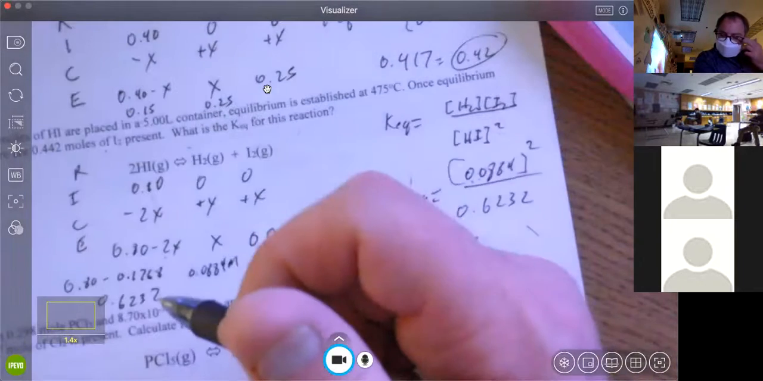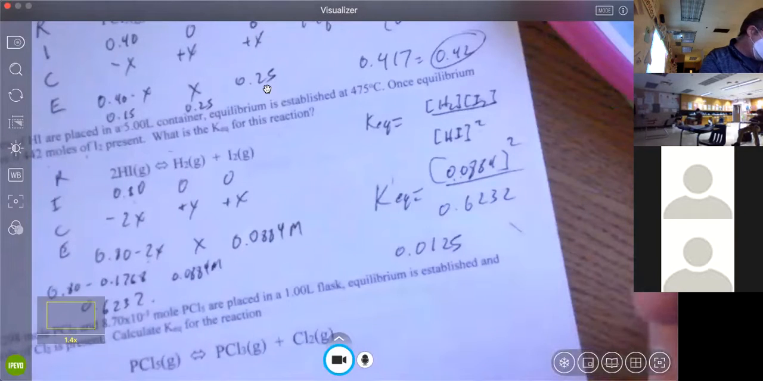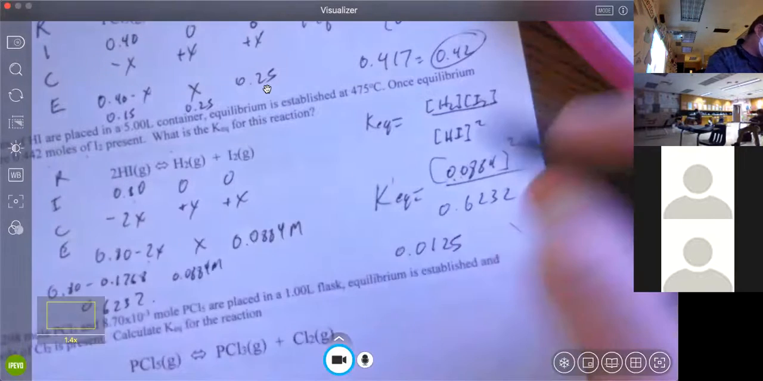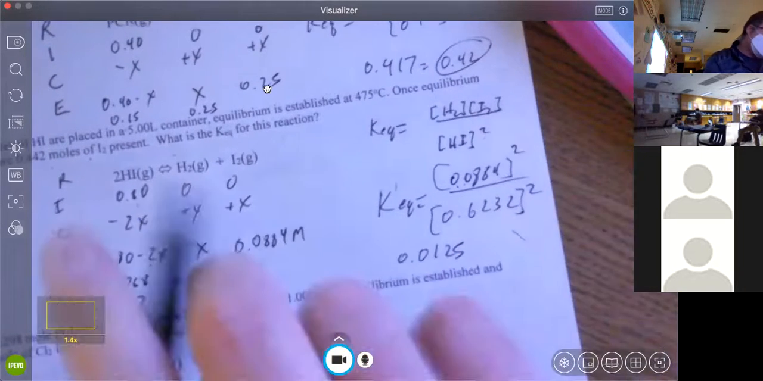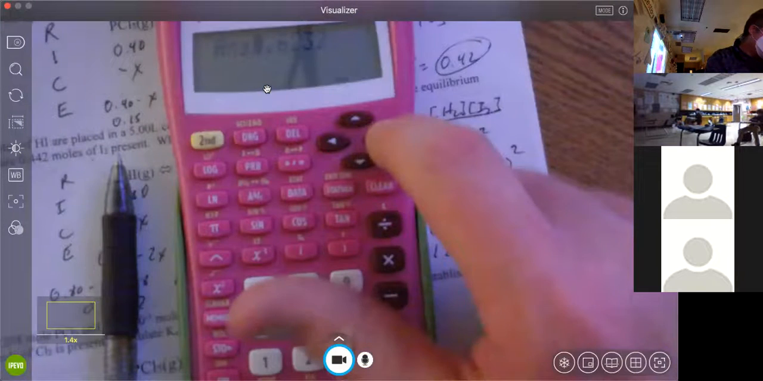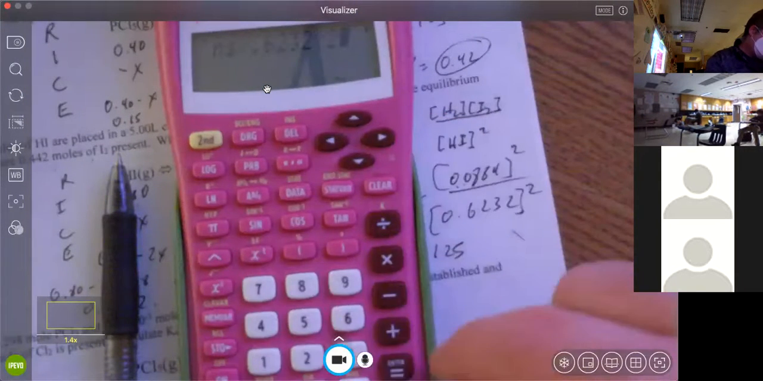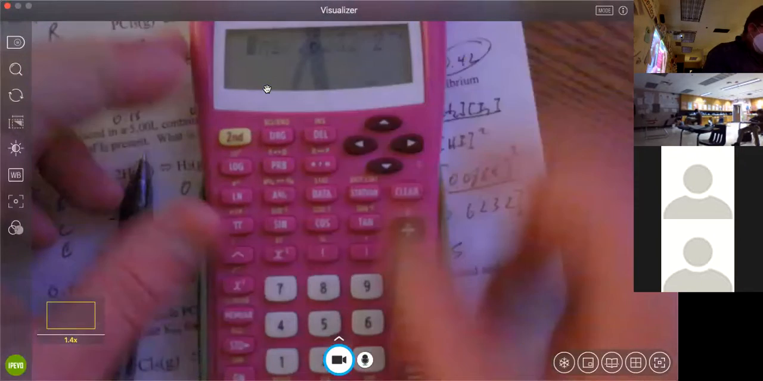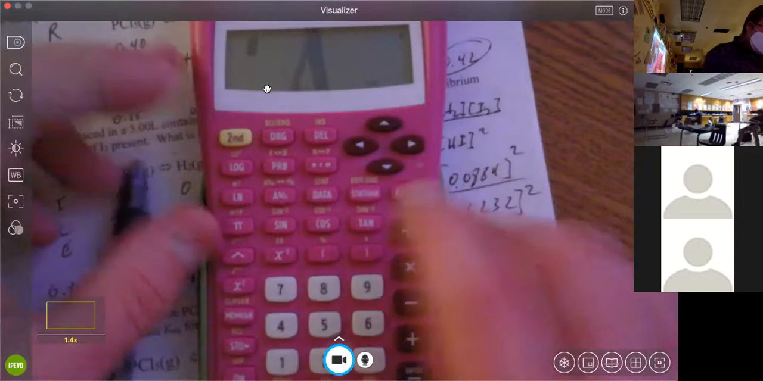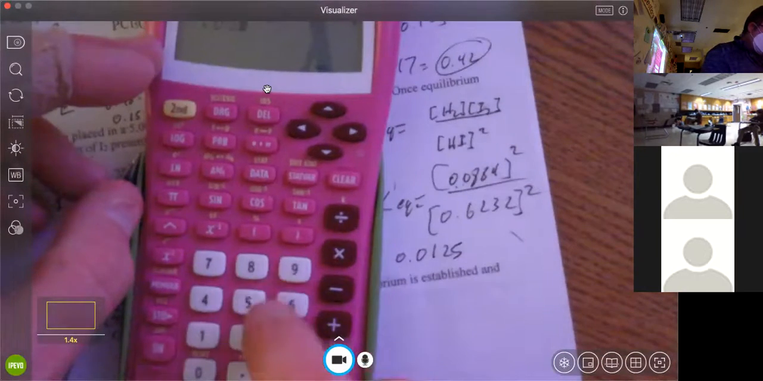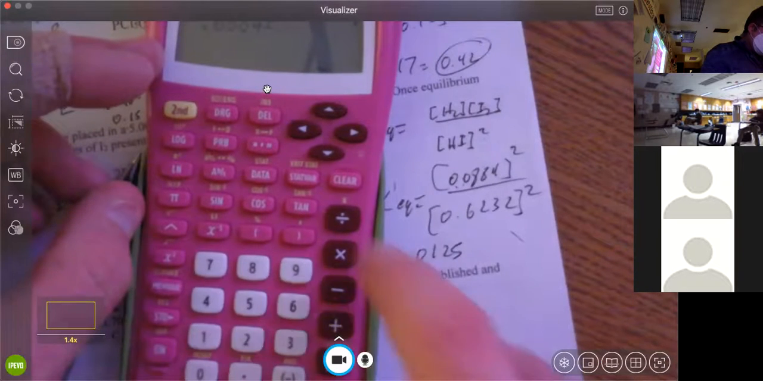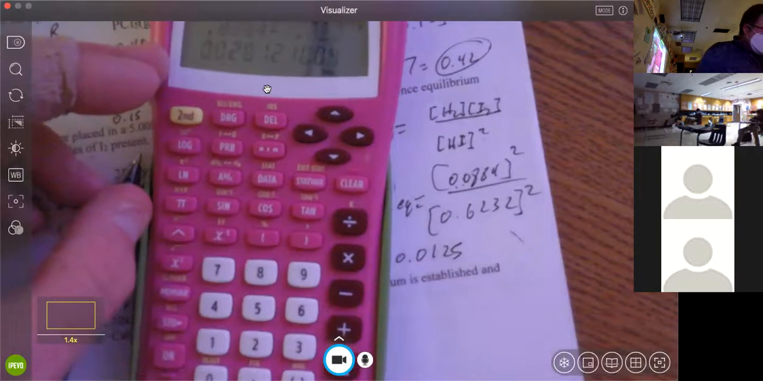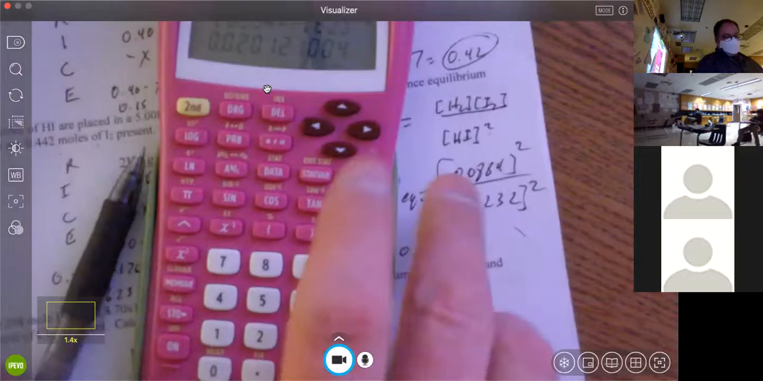Questions there? Oh, wait. Look at that. You guys didn't catch me. I told you guys I was terrible at math. We got to square that one too. There we go. 0.032. Oh, wait. The answer, the other: 0.0884 squared divided by 0.6232 squared. 0.0201.